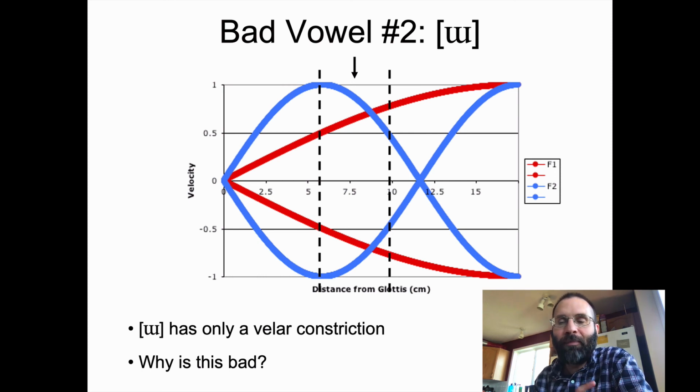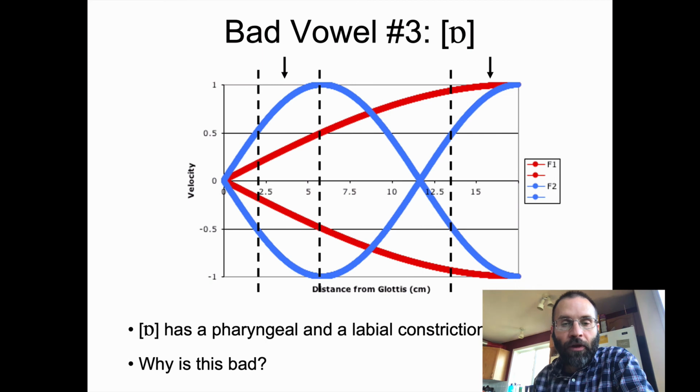And they're both bad because that leads to less distinctness for the two dispreferred vowels. We can look at bad vowel number 3, or the low back rounded vowel aw, which has a pharyngeal and a labial constriction. So what would we expect to get out of this?